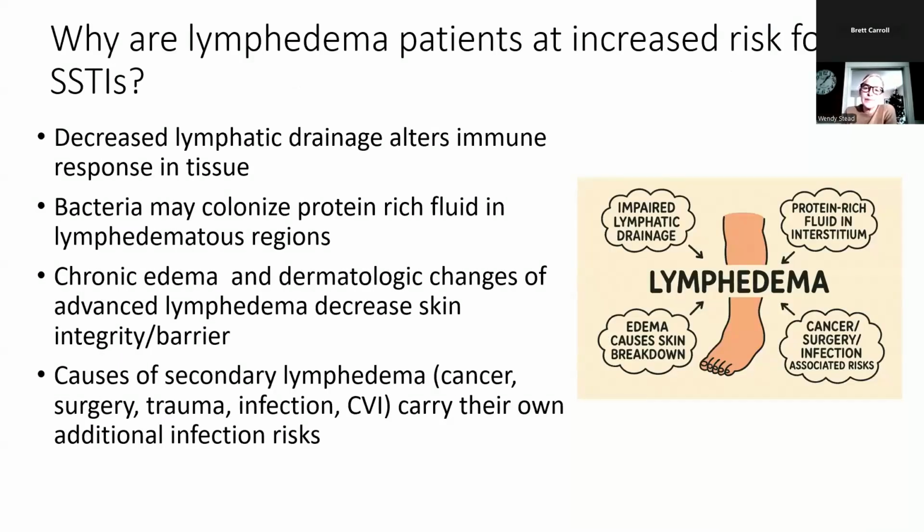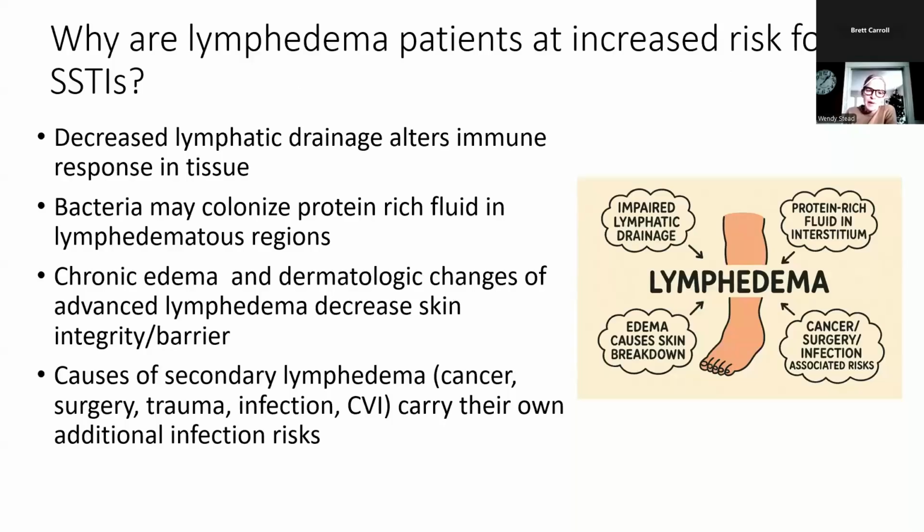So why are lymphedema patients at such increased risk for skin and soft tissue infections? It's really a multi-hit phenomenon for them. We know that the lymphatic system is really the most important kind of infection fighting system in our bodies. And so decreased lymphatic drainage will alter the immune response in tissue just by its very nature.